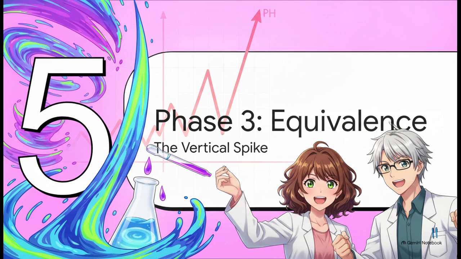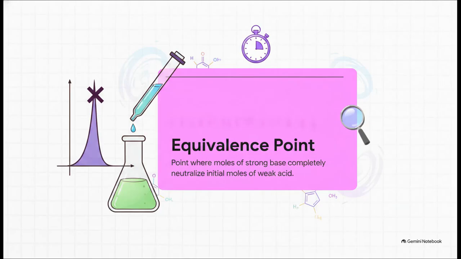Which brings us to Section 5, Phase 3, Equivalence Point. Keep adding base, keep swirling the flask, and eventually that buffer breaks. The pH absolutely skyrockets. We have hit the most critical and dramatic part of the curve, Phase 3. This vertical spike is the equivalence point. By definition, it's the exact moment where the moles of strong base titrant we've dropped in perfectly match the initial moles of weak acid analyte. Every single molecule of our original weak acid has been completely consumed.